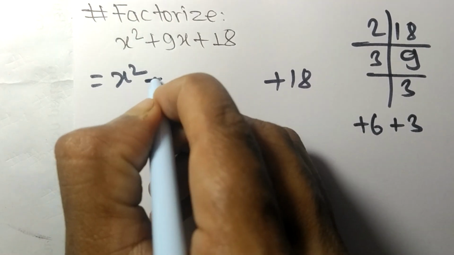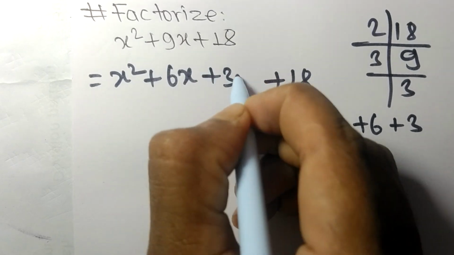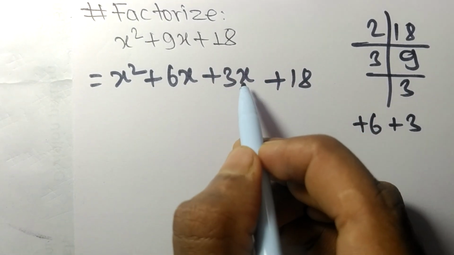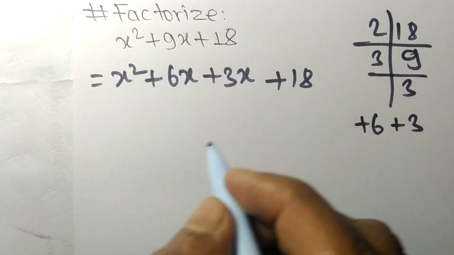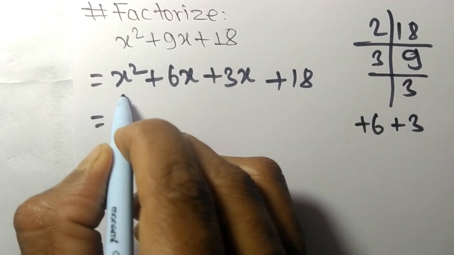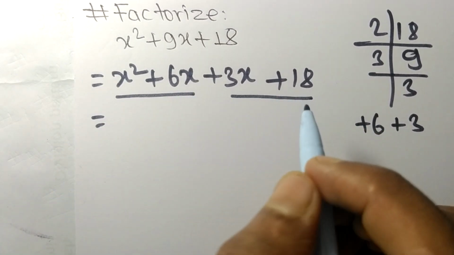So it becomes plus 6x plus 3x. So plus 6x plus 3x means it is 9x. So now we separate this expression. So these both are first part and these both are the last one.